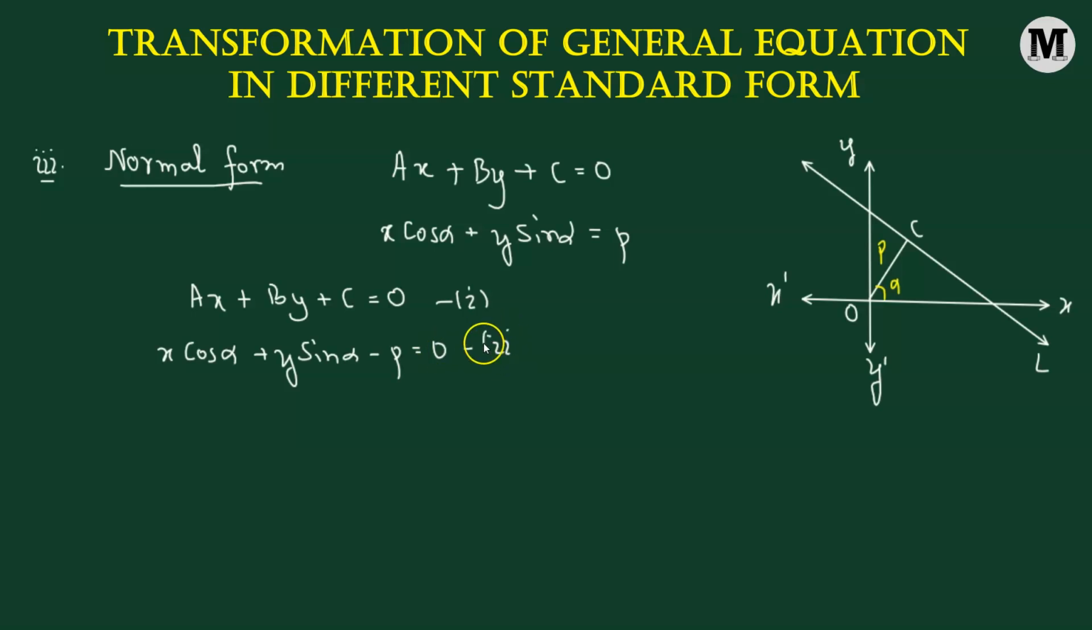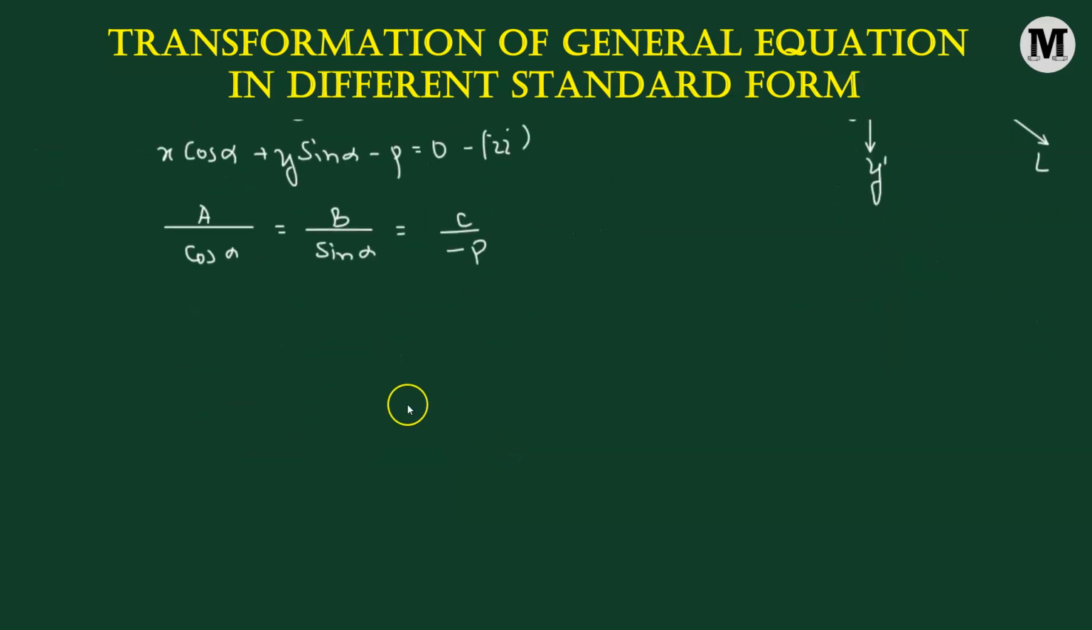Okay, now what we'll do, we're going to solve these two equations. So here what we get is a divided by cosine of angle alpha equals b over sine of angle alpha, and that's going to equal c over negative p. Now what we'll do, we're going to take the two ratios at a time.